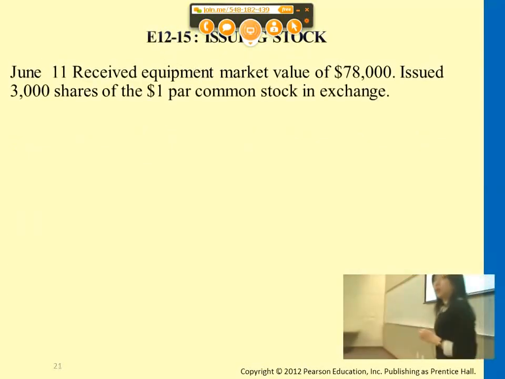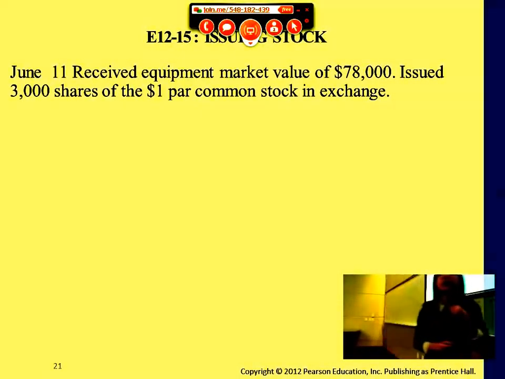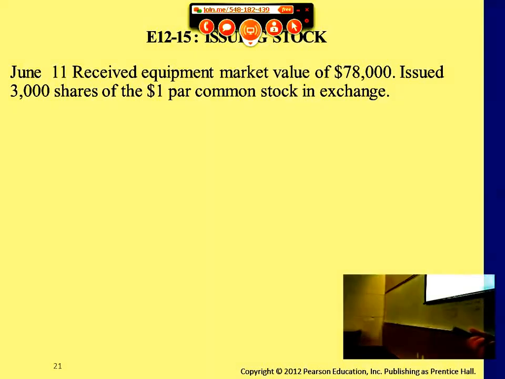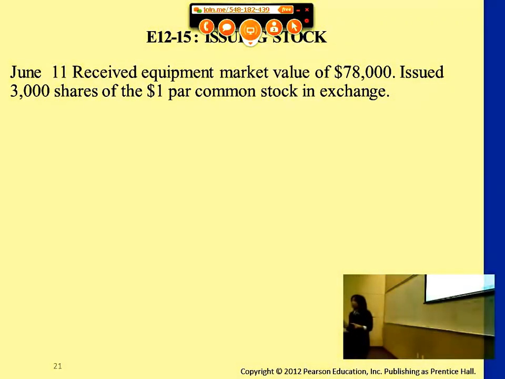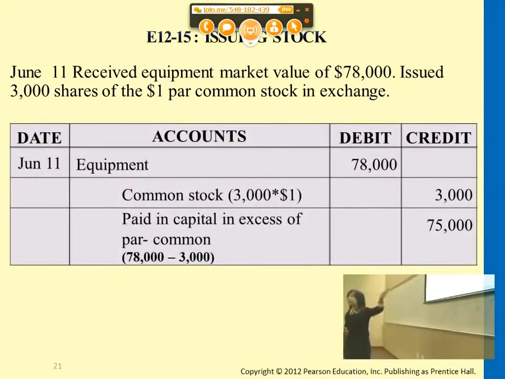Okay, now for the last case here, the company received equipment. The market value of the equipment is $78,000. In terms of receiving this equipment, they issued 3,000 shares that have $1 par value for common stock. So here we're comparing what we're receiving, $78,000, that's the equipment's value, with the face value of the stock, which is $1, times the number of shares, 3,000 shares that we're giving away. So there is a difference between these two amounts. So that goes into the premium account, okay, which is $75,000.